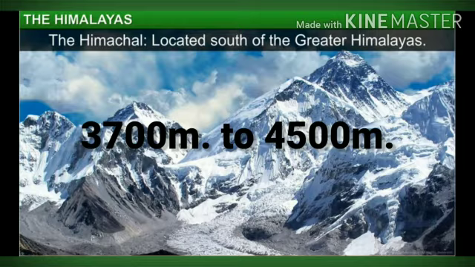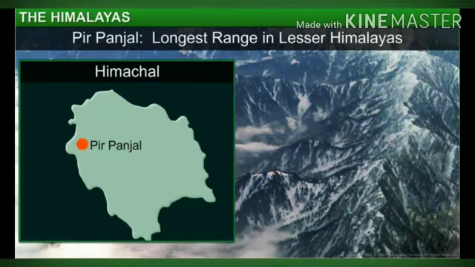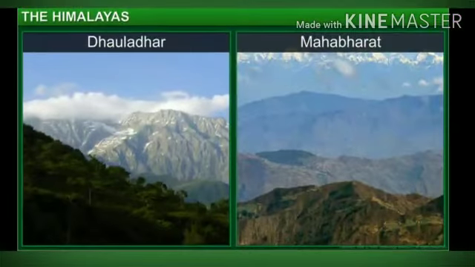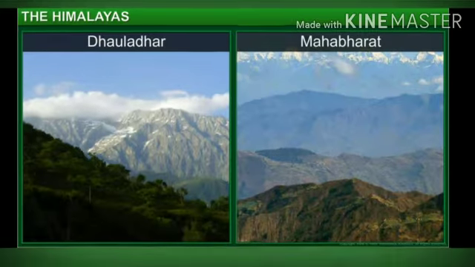Let us look at some of the prominent ranges in the Himachal. The Pir Panjal is the largest range in the Lesser Himalaya. The other ranges are Dhauladhar and Mahabharat. They are famous for their beauty and are a major tourist attraction for people from all over the world.